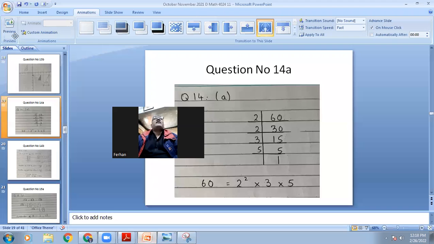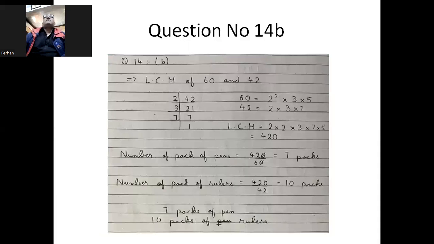We have to find the LCM of these two numbers, so the least common multiple. This is the technique to find the LCM. 60's prime factors I already know. That's 2 squared into 3 into 5. 42's prime factors I don't know, so we will find them. This is how you find: 42 divided by 2 is 21, 21 divided by 3, you get 7, 7 divided by 7 is 1. So 42 is 2 into 3 into 7.